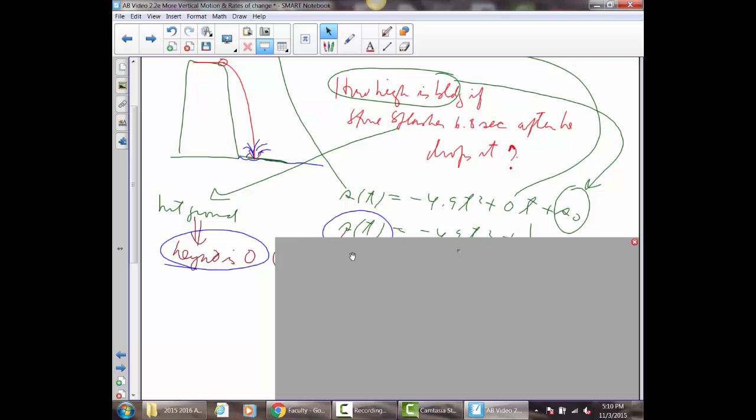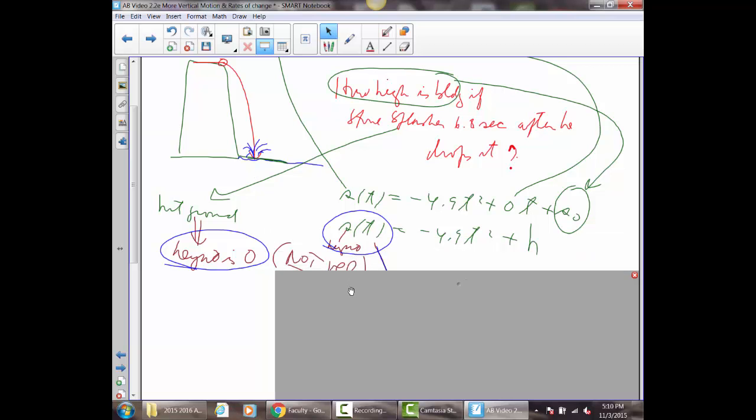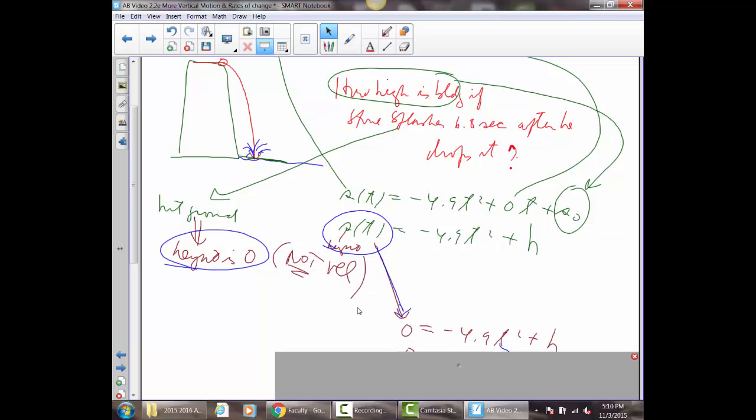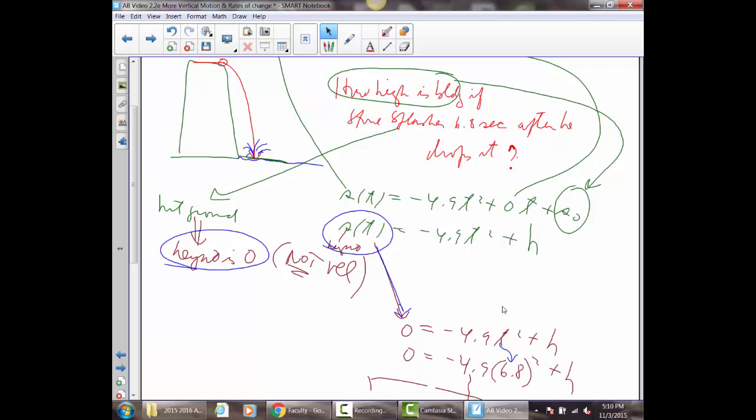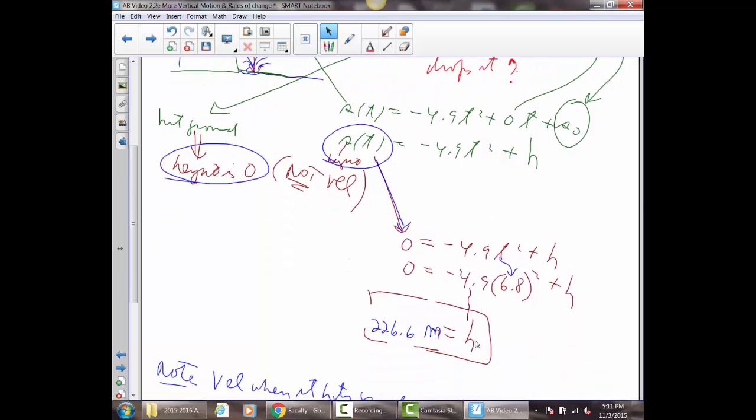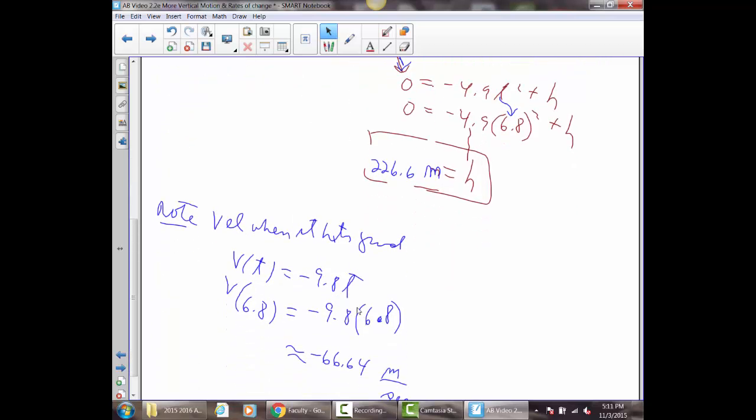So we know that the height is 0 when it hits the ground, so we purposely set the height equal to 0 in the height equation, and I'm just going to call that S0h because it's the height of the building. The distance from the ground is the same thing as the initial height. And then I set that height equal to 0. I solve for the height of the building. I know it happens at 6.8 seconds. That's my time, and you'll find out that the height of the building is 226.6.